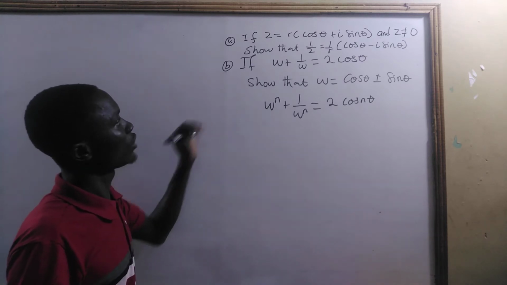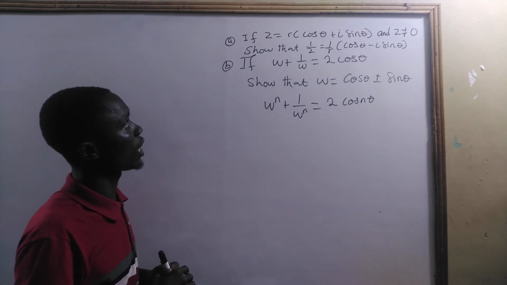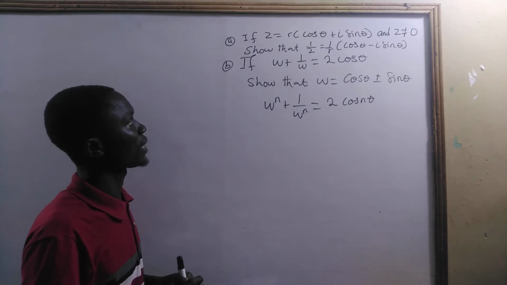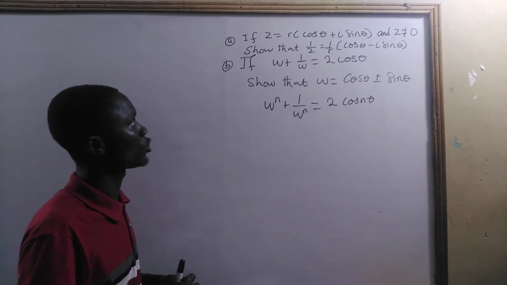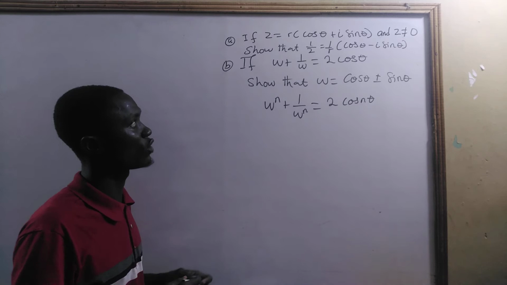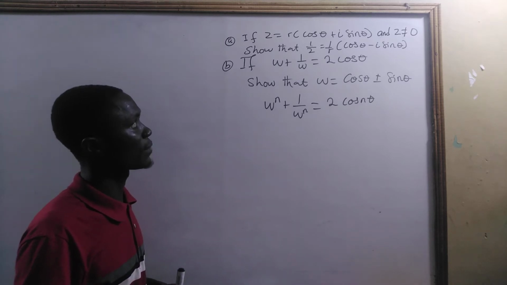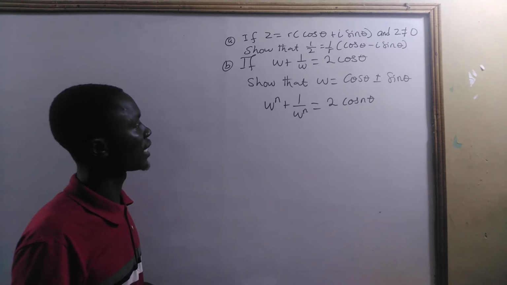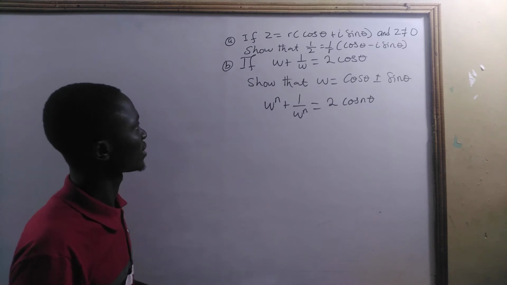Now, how do we solve this question? You are told that if z equals r times (cosine of theta plus i sine of theta), and z is not equal to 0, you should show that 1 over z equals 1 over r times (cosine of theta minus i sine of theta). So how do we do that?